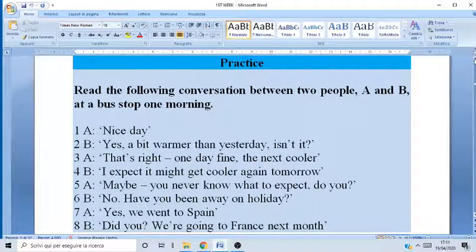Another section of practice. This one asks you to read this conversation between two people, A and B, at a bus stop.